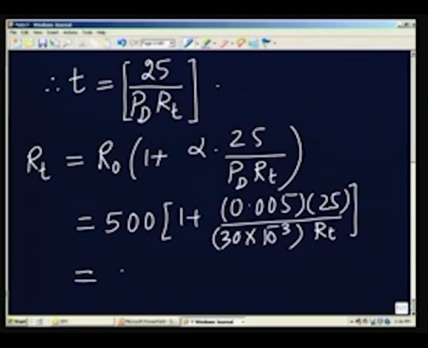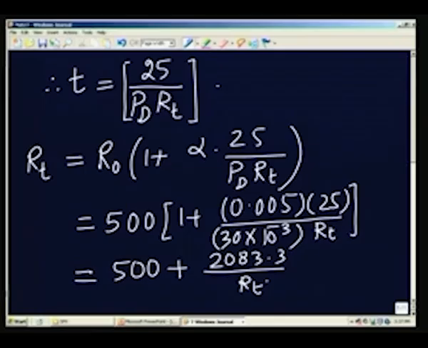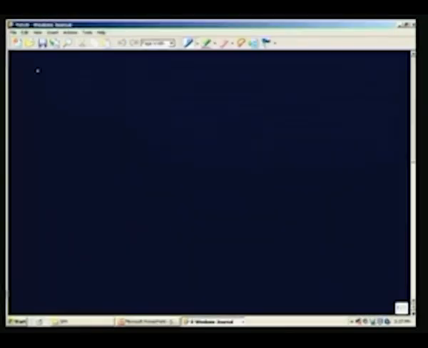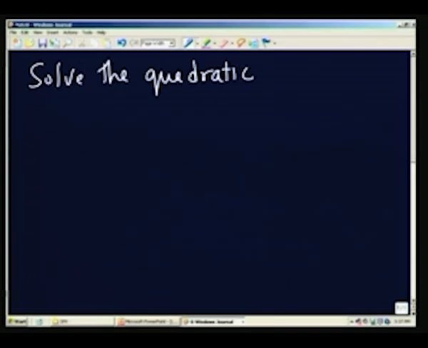This comes out to 500 plus 2083.3 divided by RT. So, this is the equation. Now, I can multiply by RT throughout. I will get RT squared equal to 500 RT plus 2083.3. Solve this quadratic to get the value of RT.